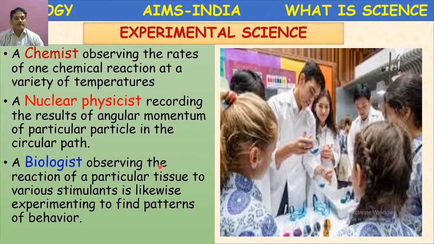Okay, so a geneticist observes how the transfer of characters takes place from parents to offspring. So a particular branch of science, a particular branch of scientists, will do the observations related to that and put forward the results. Okay.